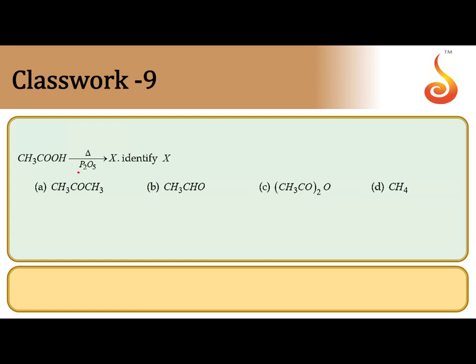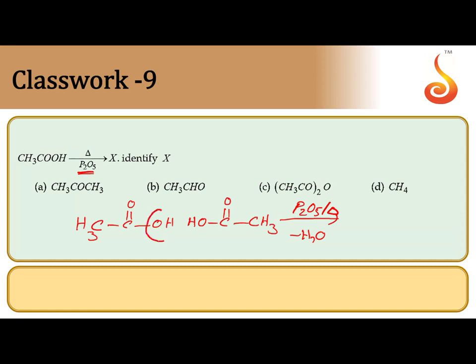Acetic acid on heating with P2O5. P2O5 is phosphorus pentoxide, we know, a powerful dehydrating agent. So the H2O molecule is separated. Let us write acetic acid, two molecules. From two molecules of acetic acid, P2O5 can remove H2O on heating. Dehydration takes place: from one acetic acid OH is removed, from the other acetic acid H is removed.